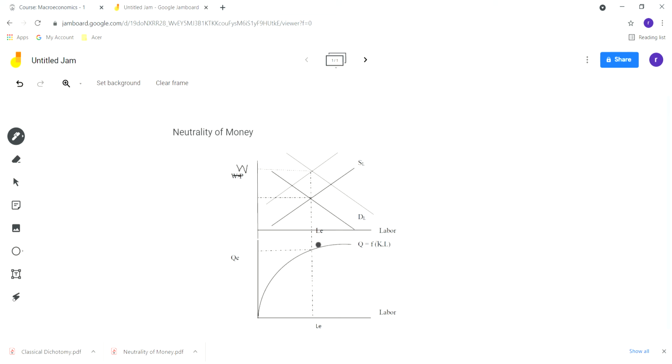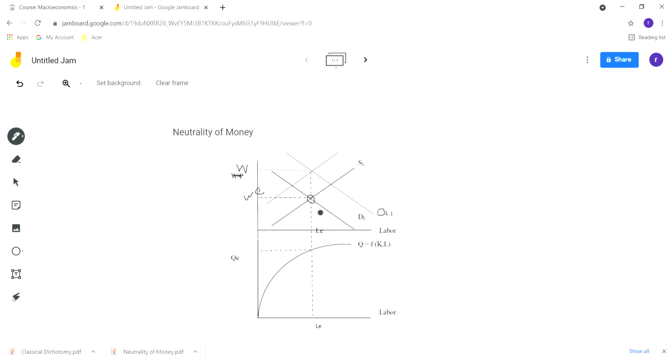Okay, now let's go to the equilibrium in the labor market. DL and SL represent the initial demand for labor and supply of labor. And they intersect at this point E, where the amount of labor employed is LE and the wage rate is WE. Now by employing this LE amount of labor, it can be seen from the production function that the economy can produce QE level of output.